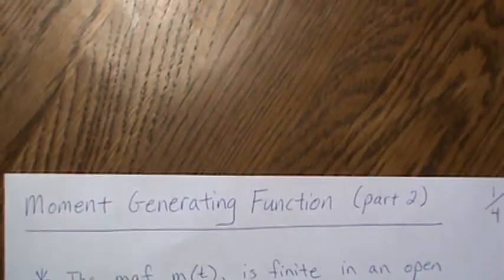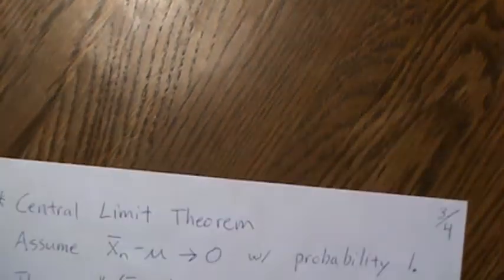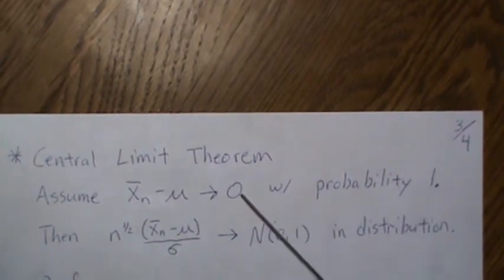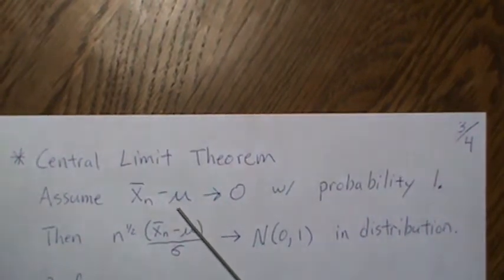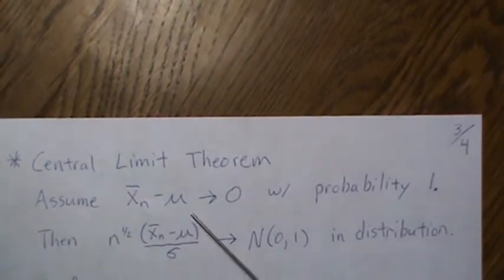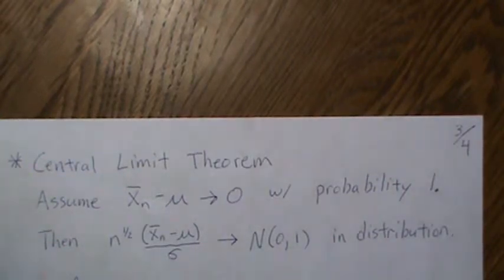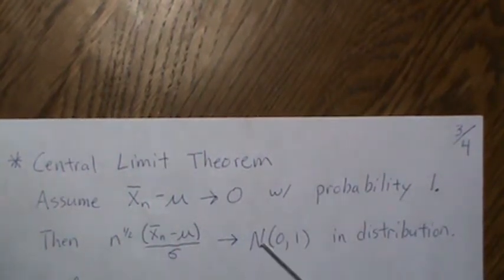So now let's do an example with moment generating functions. Let's look at the central limit theorem. This is just the brief, look it up online for more detail, but it's essentially if the sample mean converges to the population mean with probability 1, then this sum goes to the standard normal distribution. So we centralize it, subtract the mean, divide by the standard deviation, multiply by some constant, and it's a normal distribution.